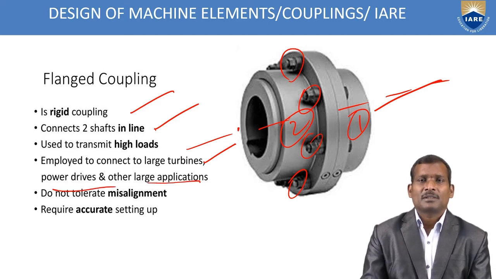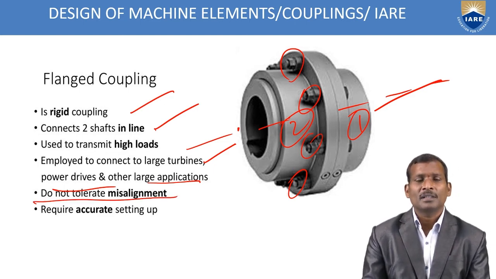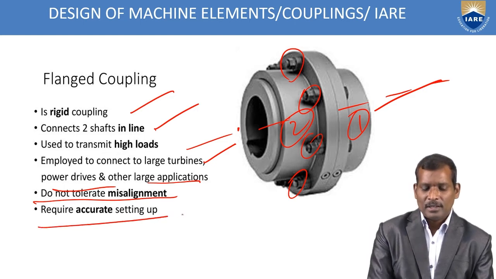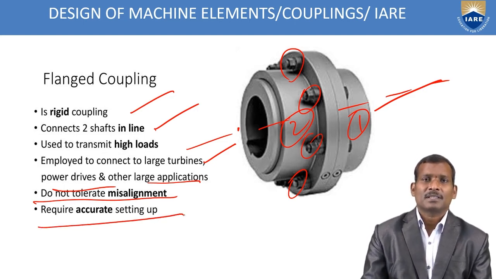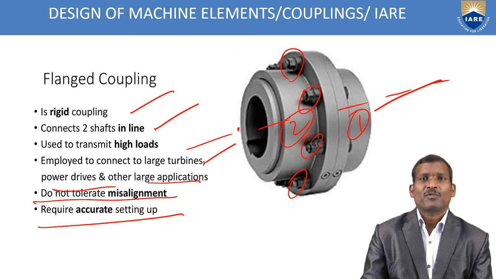One disadvantage of this flange coupling or rigid coupling is that it does not allow misalignments. It does not tolerate misalignment. Even any small misalignment is not tolerated. It requires accurate setting up. Accurate setting is required. These types of couplings are called rigid couplings, for example, the flange coupling.